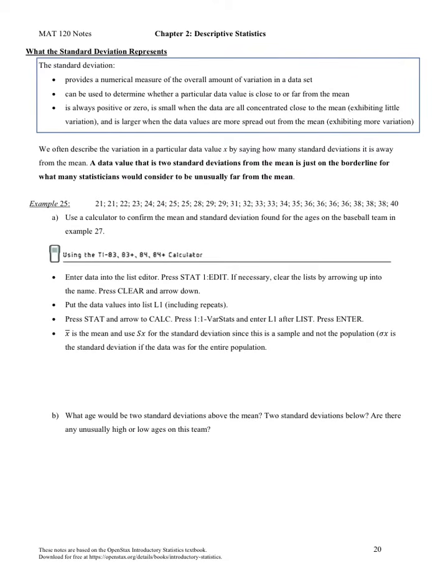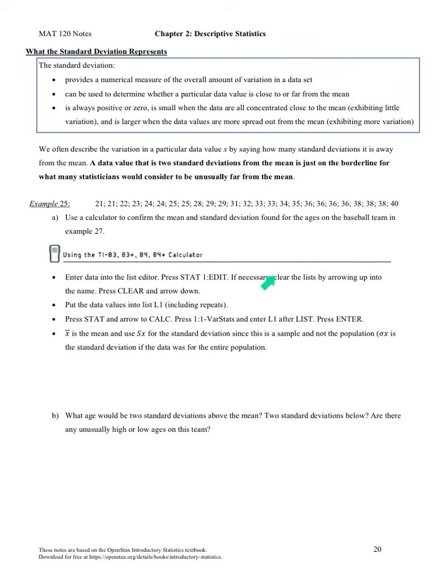Taking a look at the next page, standard deviation provides a numerical measure of the overall amount of variation. The standard deviation can be used to determine whether a data value is close to or far from the mean. Standard deviation is always positive or 0, and it's small when the data is very, very close to the mean, but standard deviation is large when the data is spread out from the mean.